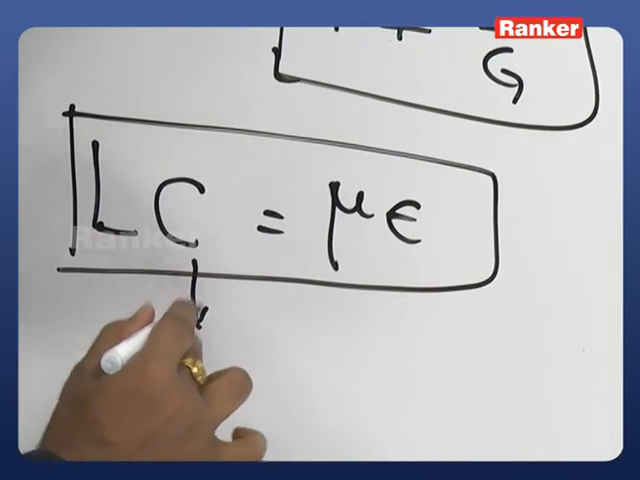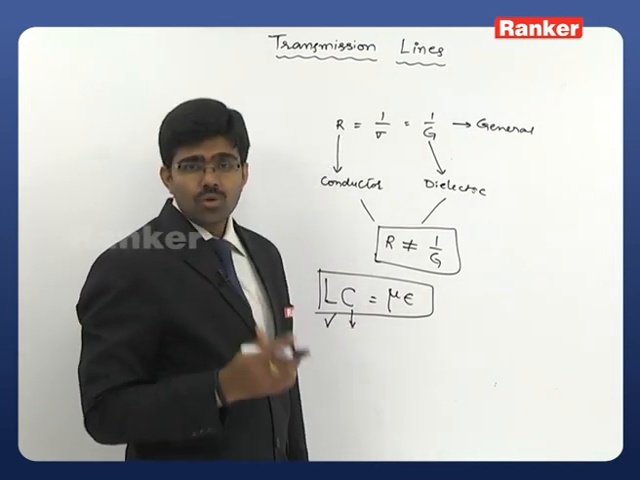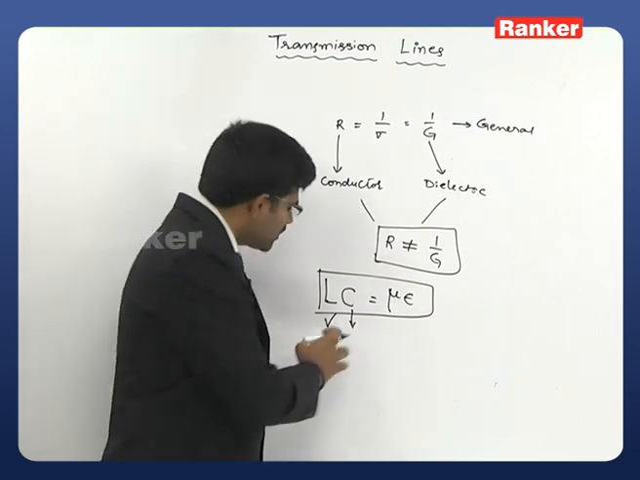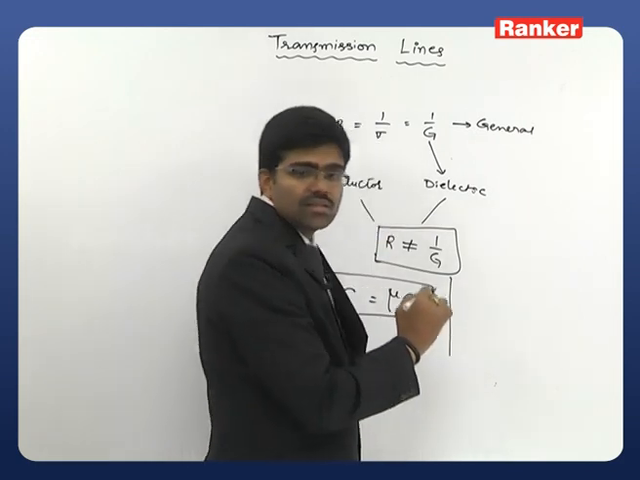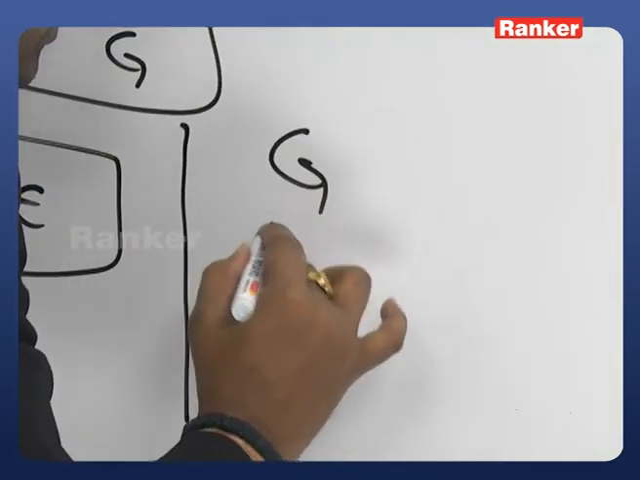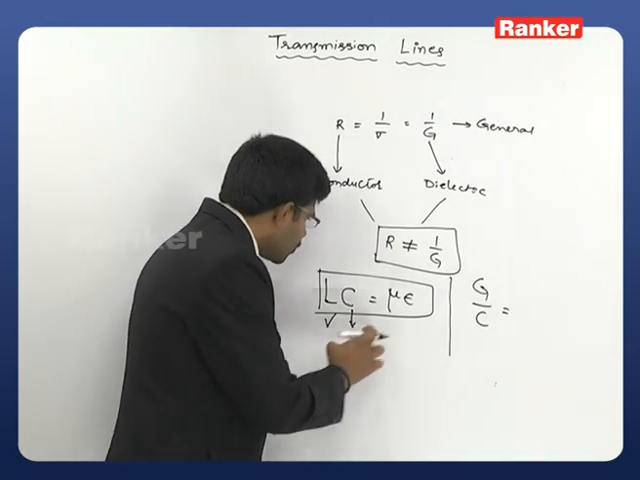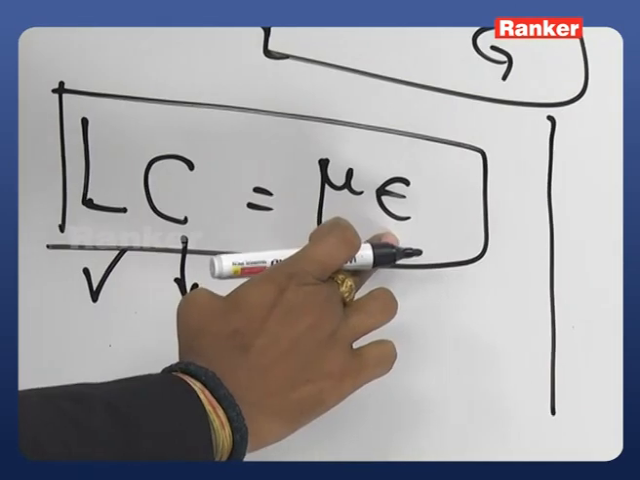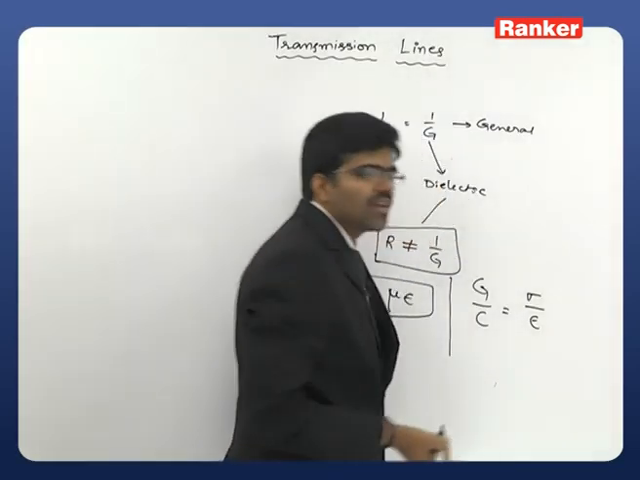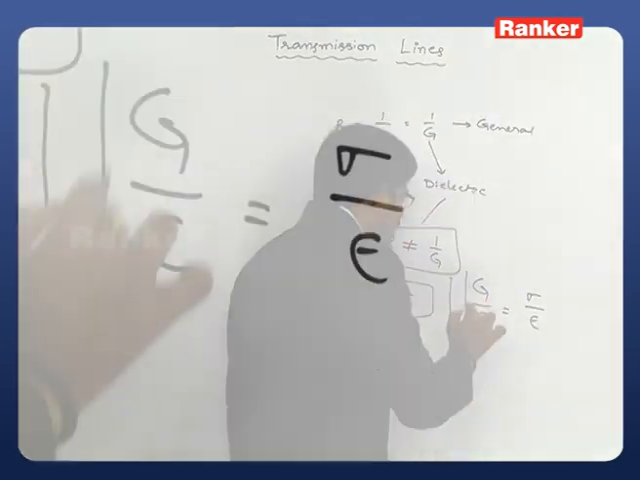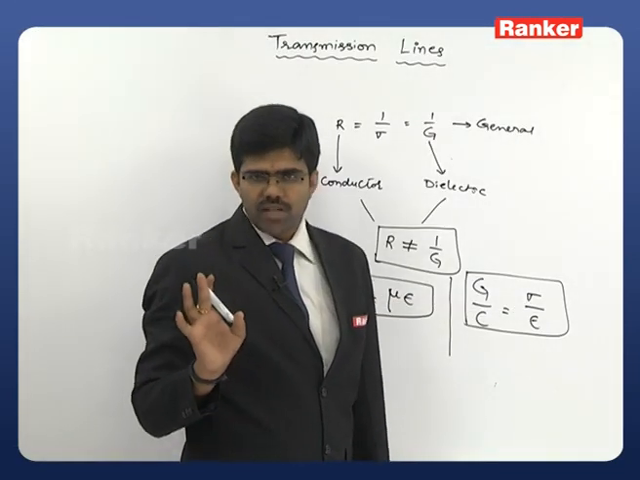This is useful for remembering either of these two. If you remember C, we already learned how to derive C, so easily you can get L. Don't remember L, just remember C, that's enough. Using this equation, easily you can get L. Similarly, we have one more simple relation, G by C. What is the ratio G by C? From this, L corresponds to mu and C corresponds to epsilon. Here also G corresponds to sigma and capacitance corresponds to epsilon. So these are two important equations which are useful for remembering the RLGC parameters of our transmission lines.